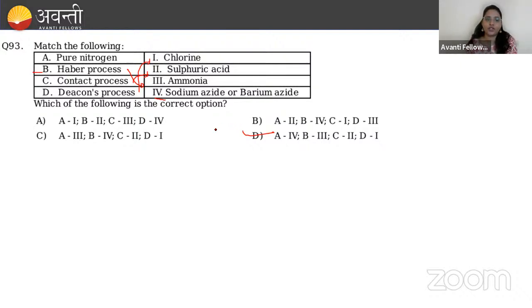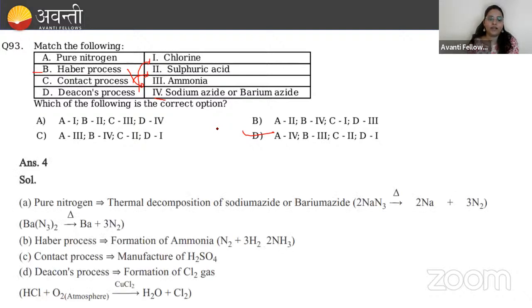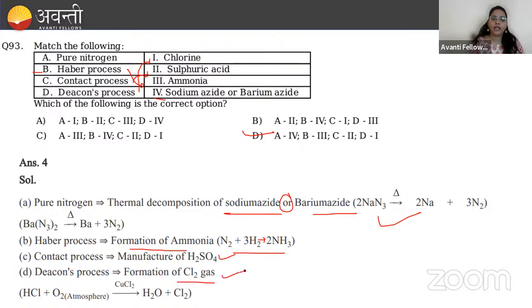So many match the process, okay, in this paper. See here, pure nitrogen: thermal decomposition of sodium azide or barium azide. This reaction takes place here. Next, Haber process: formation of ammonia, N2 reacts and here ammonia forms. Contact process is used for the formation of sulfuric acid, and Deacon process is what? Formation of Cl2 gas. HCl and O2 react together in presence of copper chloride to give us Cl2, chlorine. So that's why our option D is the correct answer.